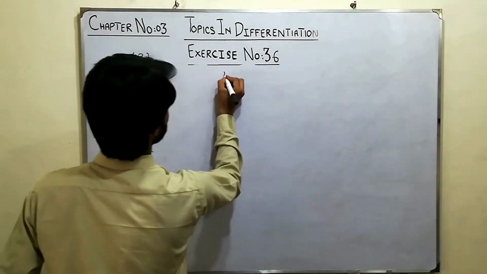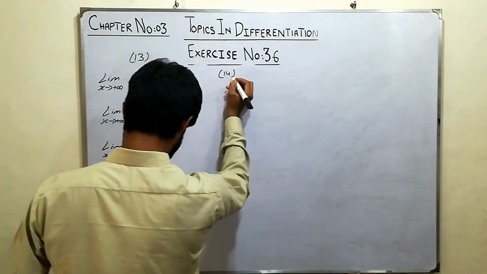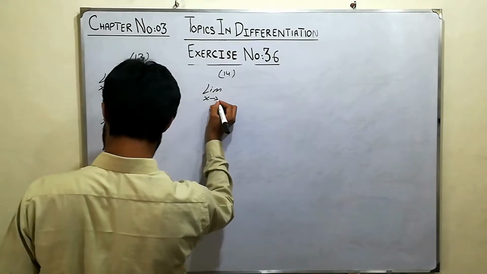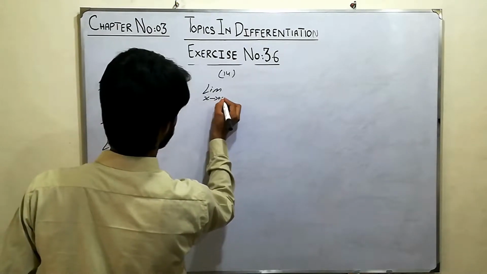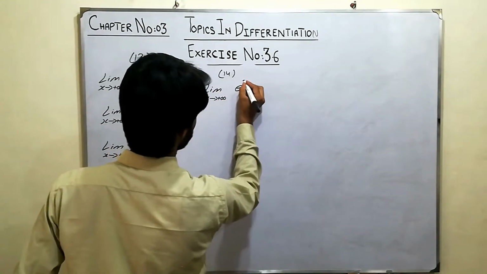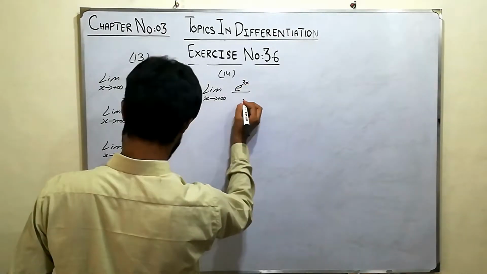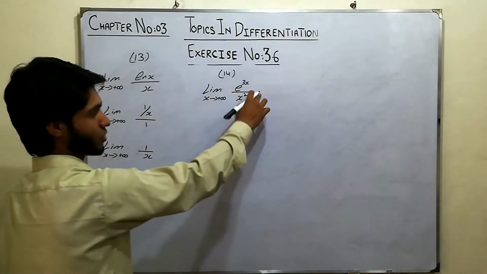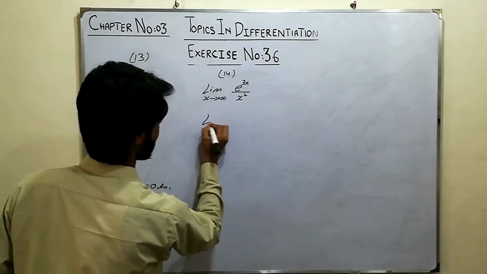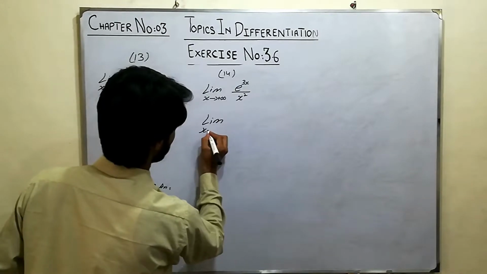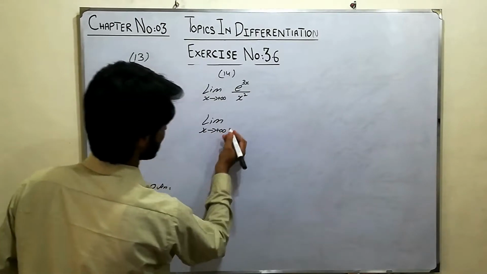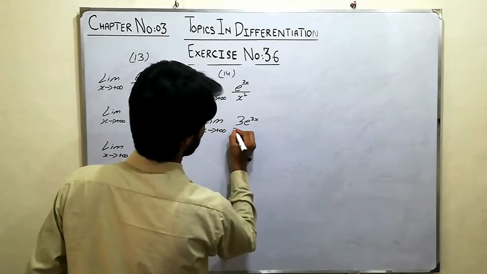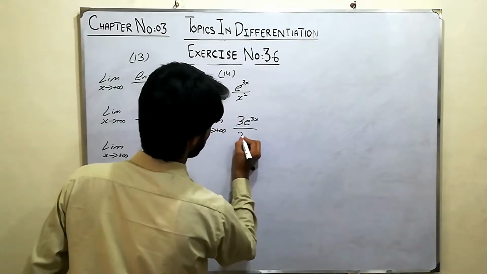Question number 14: limit as x approaches plus infinity of e^(3x) divided by x squared. If we put the limit in that function, we have the form infinity by infinity. Now take the separate derivative. Limit as x approaches plus infinity. The derivative of e^(3x) is 3e^(3x), and the derivative of x squared is 2x.